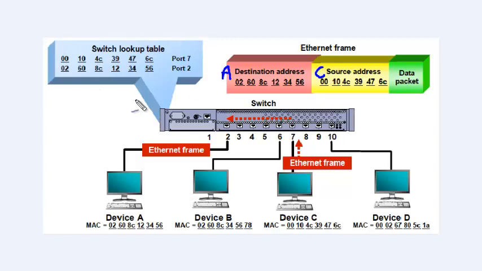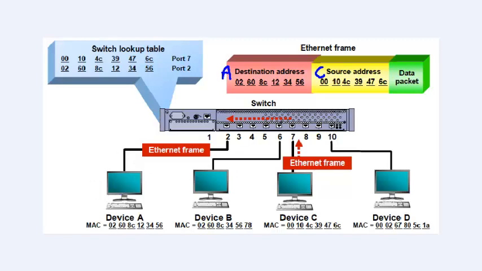Here is a switch lookup table, also sometimes referred to as a MAC address table, which stores the source address and the port. Remember, the switch stores only the source address. Here is a source address of A, because when PC C sends data to PC A, PC A responds back by sending a frame to PC C. Hence, device A becomes the source.